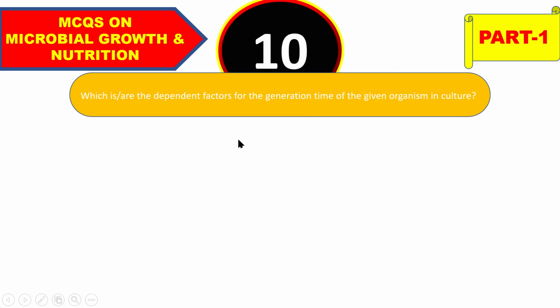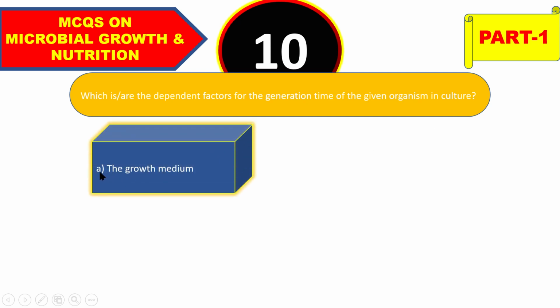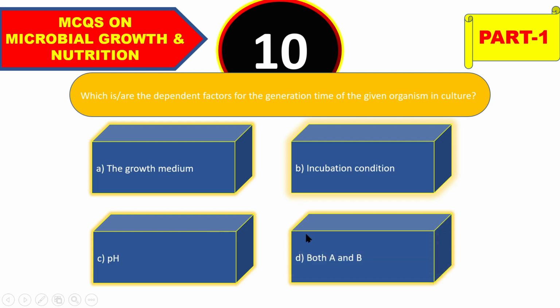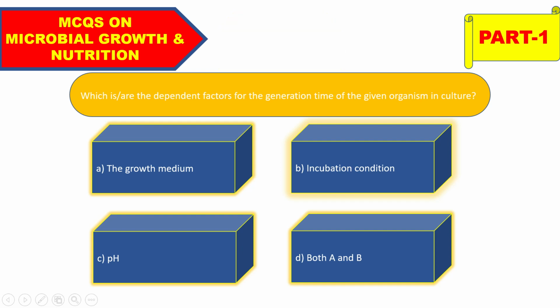Okay, so the next one is, which is or are the dependent factors for the generation time of the given organism in culture? Option A is the growth medium. Option B is incubation condition, then pH, and the last one is both A and B. And the right answer about the factor for the generation time of the given organism is both A and B. So the growth medium and incubation condition are required for the growth of the microorganisms.